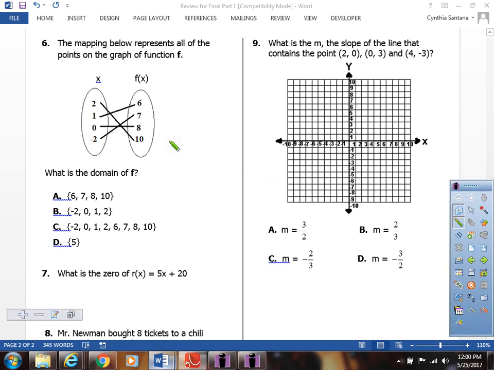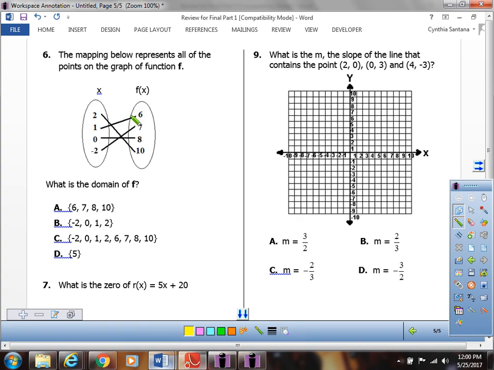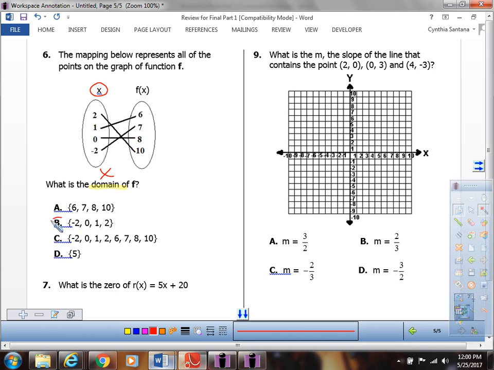So let's look at number 6. Number 6 says, the mapping below represents all of the points on the graph of function f. What is a domain? So what does domain mean? The x. Very good. You guys remember. So there's domain and there's range. This one is domain, so it's your x values. And all you have to do is look at the mapping. They even have an x on this column right here. And so those are your x's right there. 2, 1, 0, -2. They might have them in order, like this, like B. They have the least to greatest, the -2, 0, 1, 2. There it is right there.